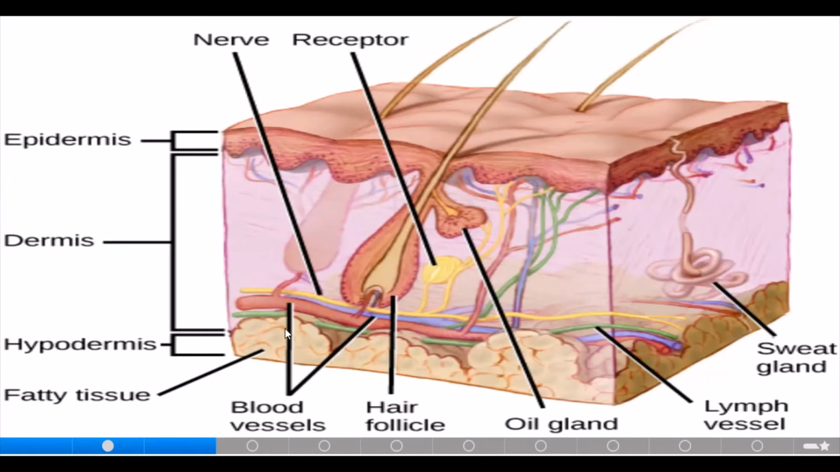So on this slide, we have a diagrammatic representation of the skin, showing us the sweat gland, oil gland, hair follicle, blood vessels, nerve, and the receptor right here.